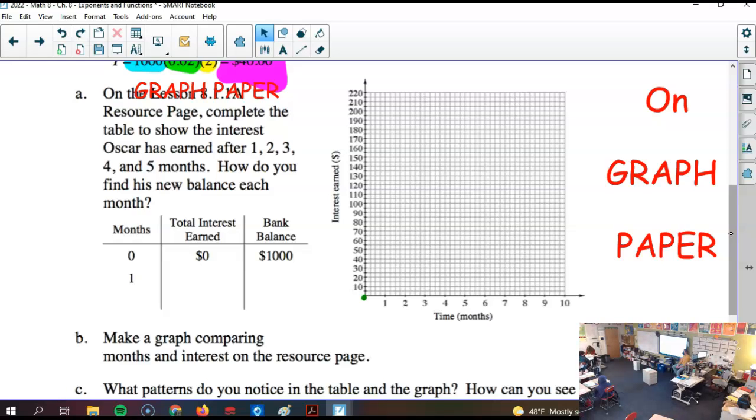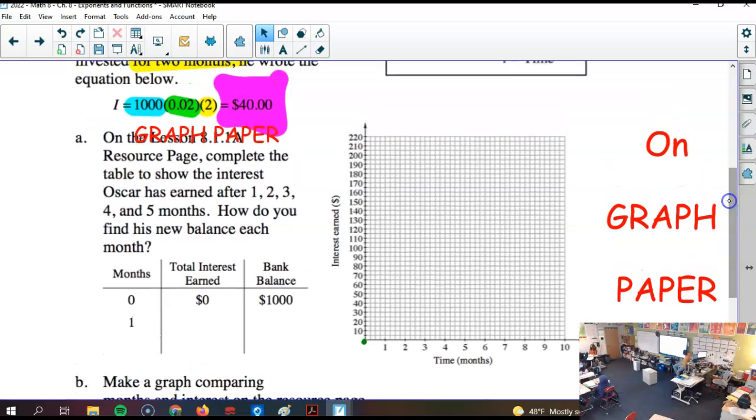That depends how far we go. So, guys, I'm being a little bit coy right now because you can figure this out. How many months did he save his money and how much did he make? In 2 months, he made $40. So in 1 month, he would have made 20.